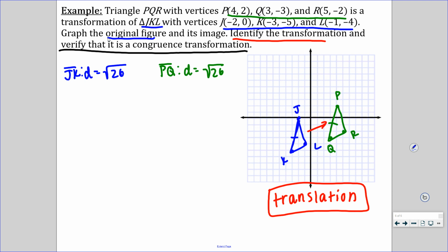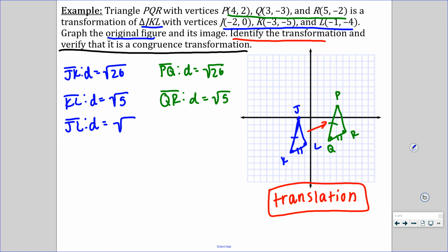The next one I checked was KL. So this little side, KL, and I got the distance to be the square root of 5. So then I did QR. And I got that distance to also be the square root of 5. So you're like, okay, good. So far, it's looking like it was a congruence transformation because these all have the same distances. They're just in different positions. They're just shifted. Last one we got to check, JL.